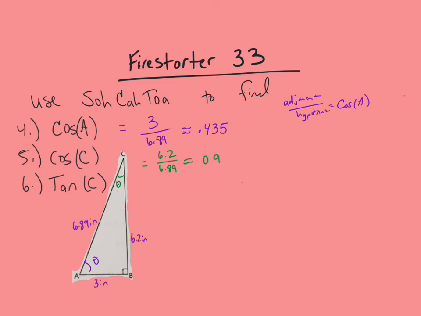Now tangent, once again, very, very similar. I've got to figure out which, so because I'm using C, that means my theta is C. So then I'm going to have 3, that's the opposite, over the adjacent, 6.2. So I'm just going to do 3 divided by 6.2. I end up with about 0.484. Notice a couple problems I added the 0 here, a couple problems I didn't. It's really whatever you like better. It's personal preference, as long as you know where the decimal point is. All right, that's it.